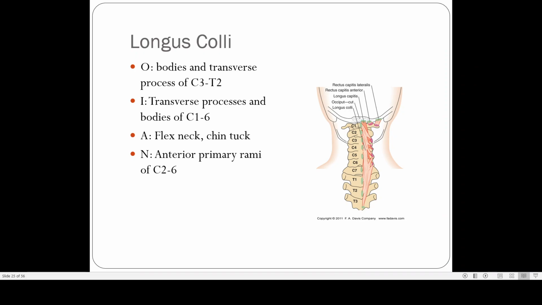Looking at the muscles in the posterior, we have the longus colli, which is going to be that more medial muscle that you see here. It's coming off the bodies and transverse processes of C3 through T2, out to the transverse processes and bodies, or I'm sorry, up to the transverse processes and bodies of C1 through C6. This is going to help flex the neck, even though they are located more posteriorly, as well as perform that chin tuck or that axial extension. They're innervated by the anterior primary rami of C2 through 6.